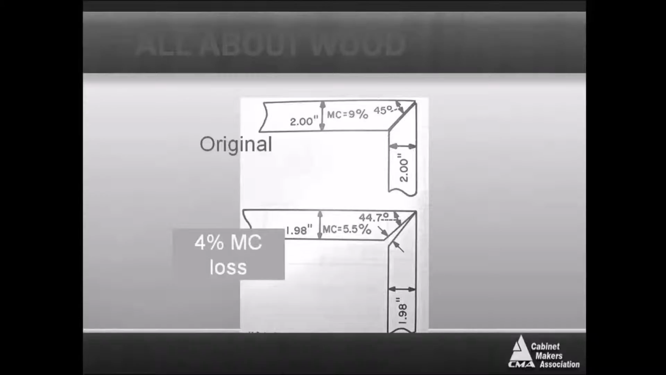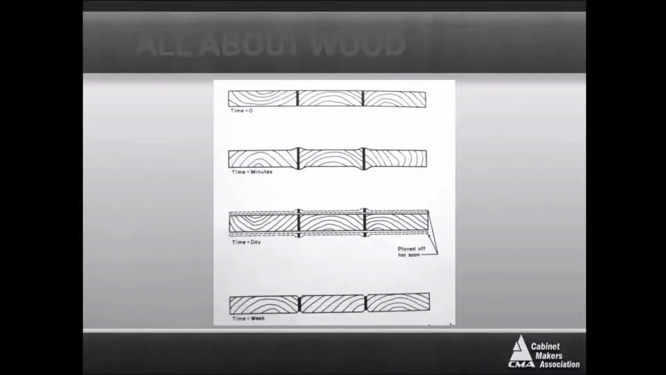Or here's a miter joint. Here I've diagrammed 4% moisture loss. And the angle has changed in the bottom there to 44.7 degrees, which gives us a little bit of opening on the inside. And so again, one of the issues of shrinkage.